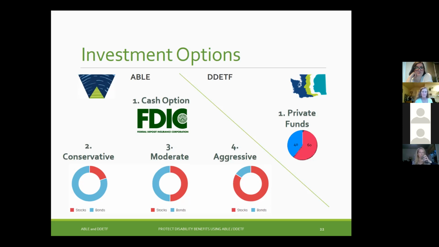And with the DD endowment they're using the Vanguard Balanced Index Fund. And so that choice has already been made. With the ABLE, if you don't want to just have it all in the savings account, you can transfer some of the money into one of those investment vehicles too.